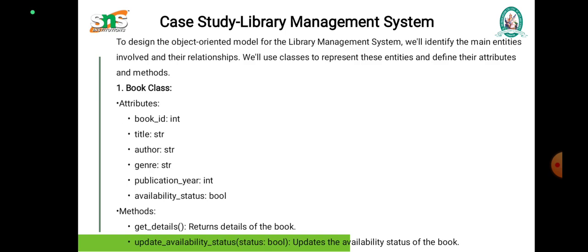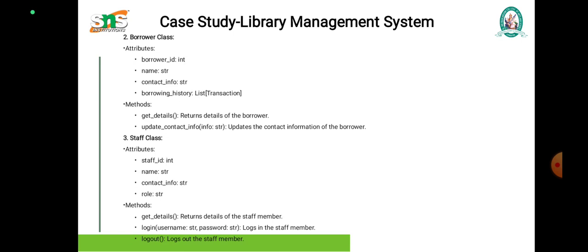To design the object-oriented model for the library management system, we will identify the main entities involved and their relationships. We will use classes to represent these entities and define their attributes and methods. Book class. Attributes: book ID, title, author, genre, publication year, and availability status. Methods: get details and update availability status, which updates the availability status of the book.